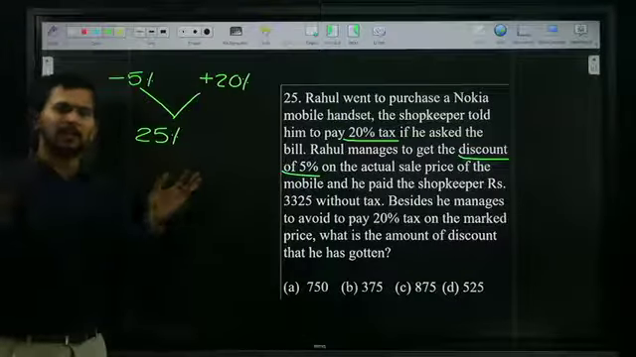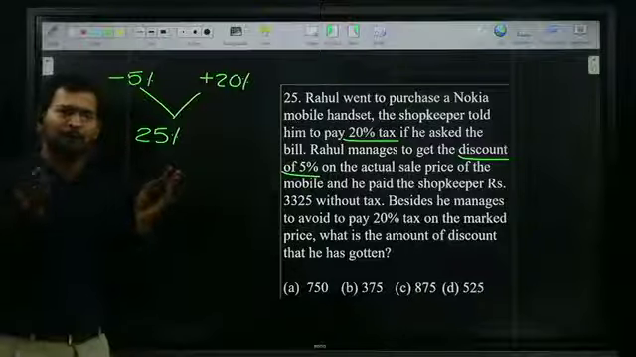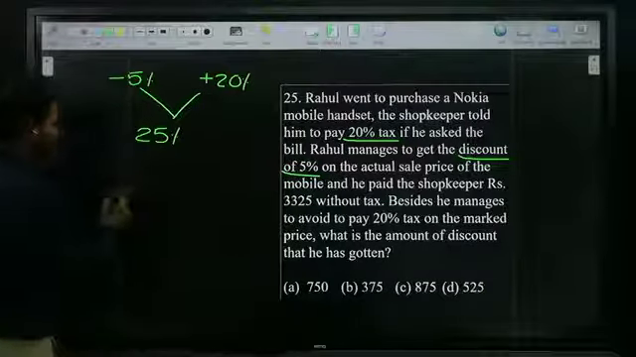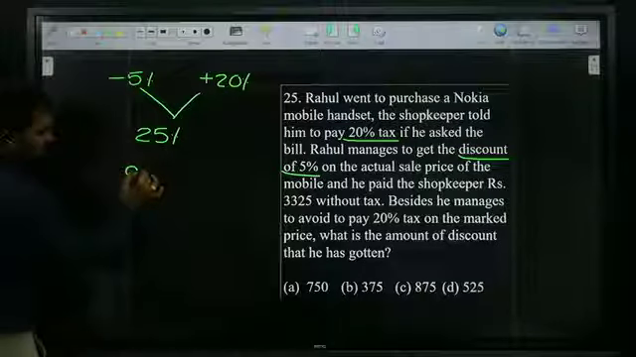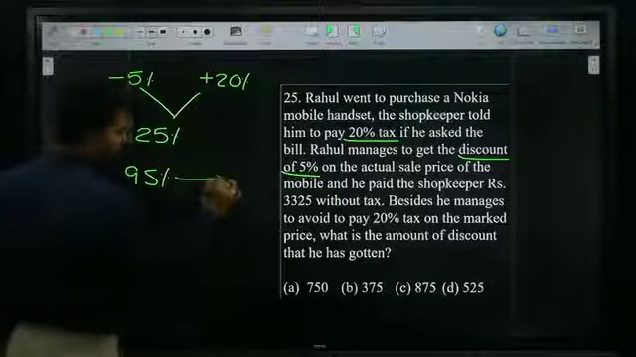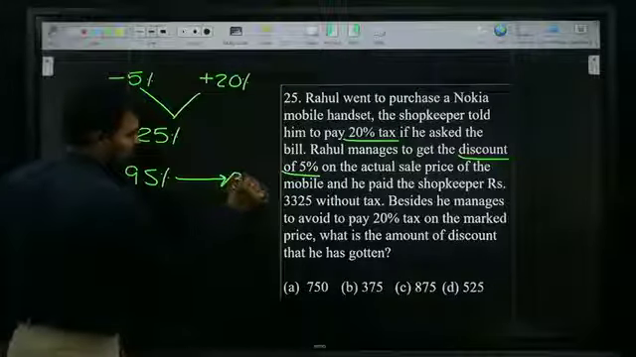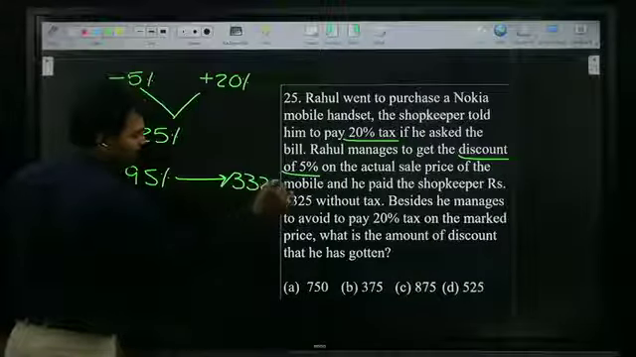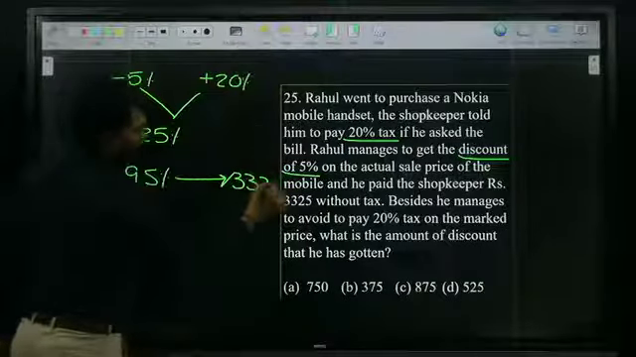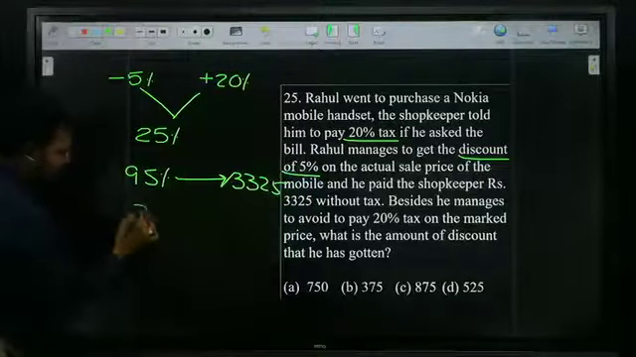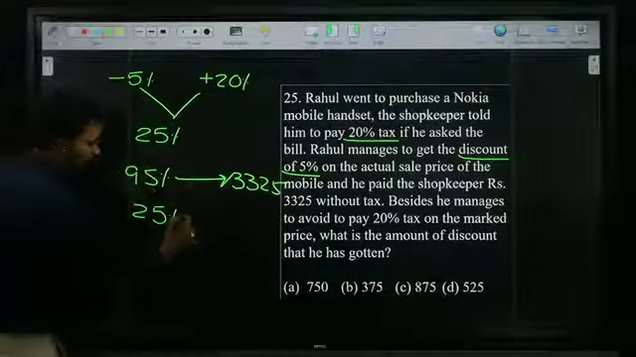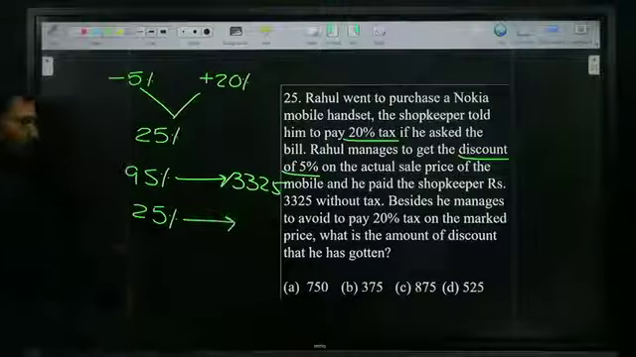But finally, Rahul manages to buy that mobile handset with a discount. With a 5% discount, they are paying 95%. And 95% is nothing but 3325. So they are asking what total discount he is getting. That is 25%. 95% is this much, so how much is 25%?